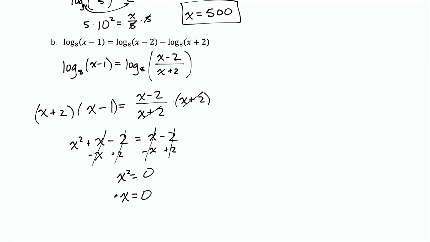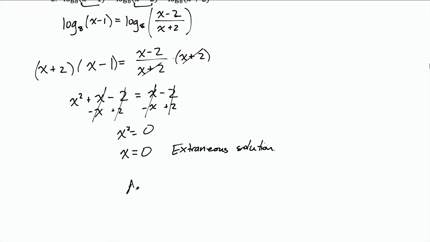Again, because we have a logarithmic equation, we want to make sure this is a valid input. Note that if I plug 0 into my original equation, I would have a log base 8 of negative 1. That's not okay. We're only allowed to do logarithms of positive numbers. So since 0 would give me a negative input right here, and right here actually, it is not a valid solution. So this is what we call an extraneous solution, which is not actually a solution at all. So we have no solution.